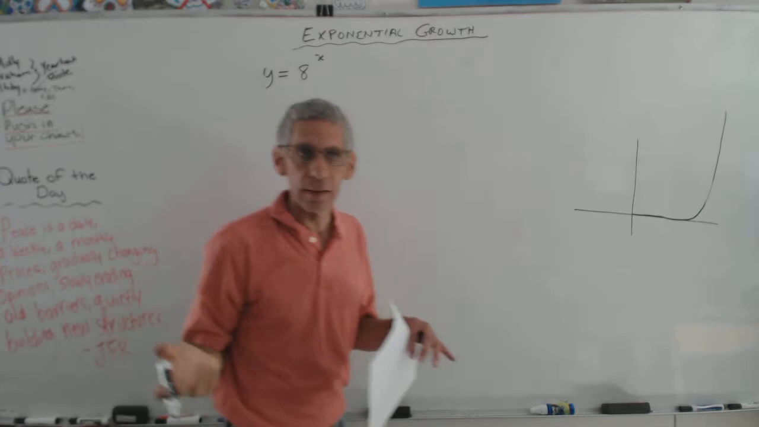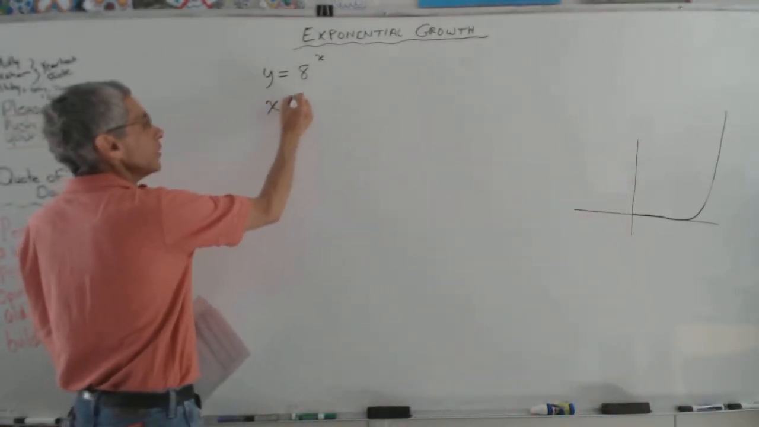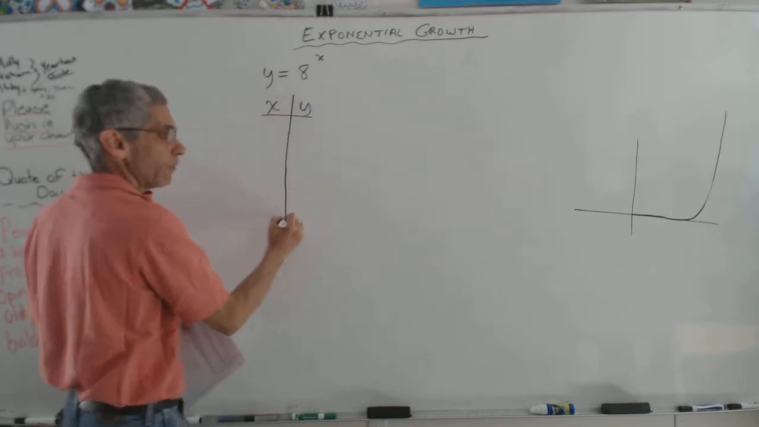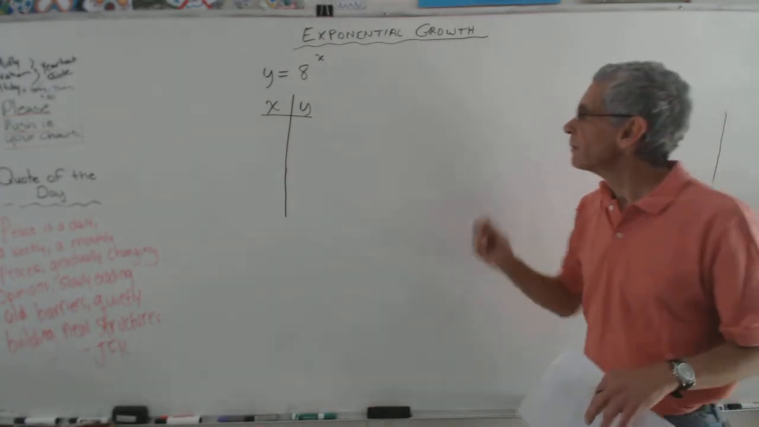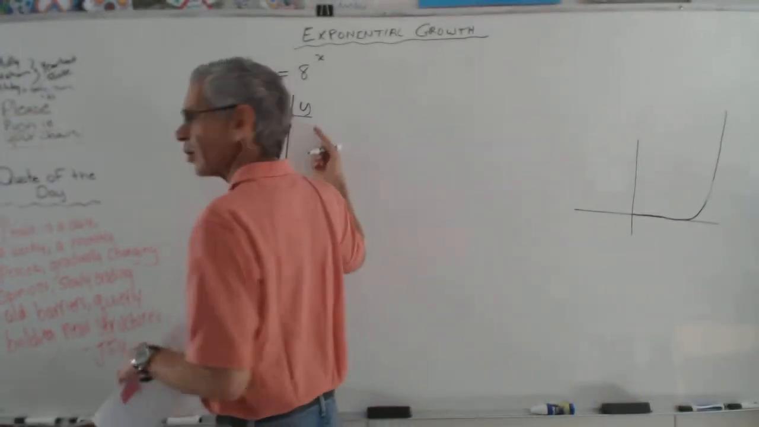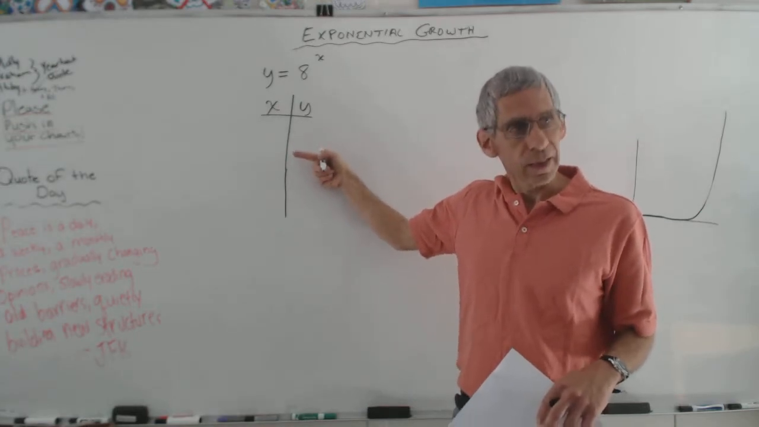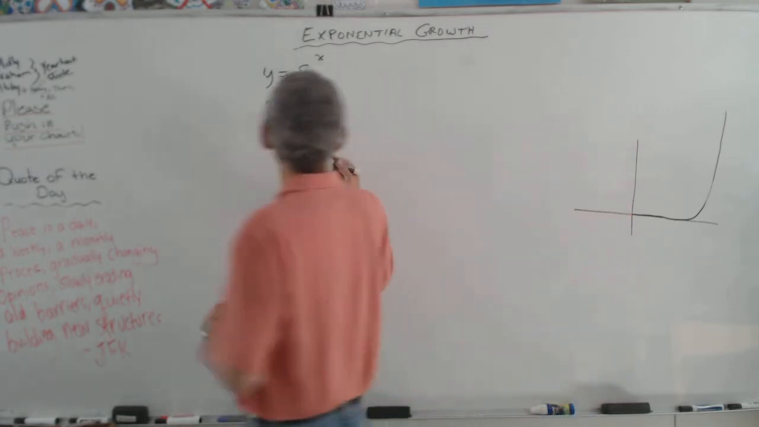So how would I graph it? I would use a T-chart. So we're going to do a T-chart. Here's my big T. Here's my X and my Y. Now, everybody's done T-charts, right? Good. Always a good idea to do a couple numbers in the negatives, and then a 0, and then a couple numbers in the positive. Usually a good idea. So I'm going to do that.